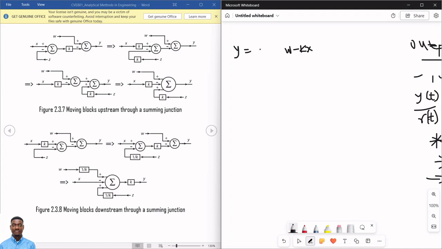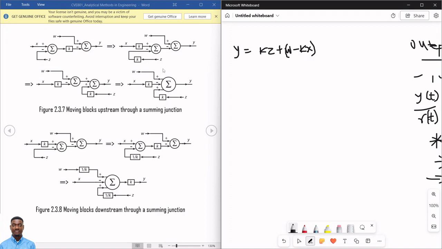So that will be KZ, or ZK, whichever one you want to call it, plus all of this. So W here, KX on this line, so W minus KX comes to this line. ZK comes to this line. So this plus this: W minus KX plus ZK equals Y. So this is the model that brought this block diagram.